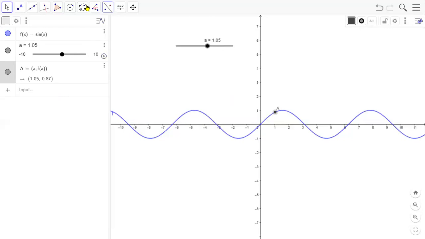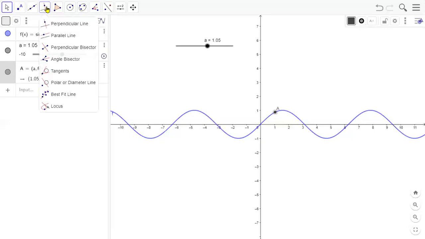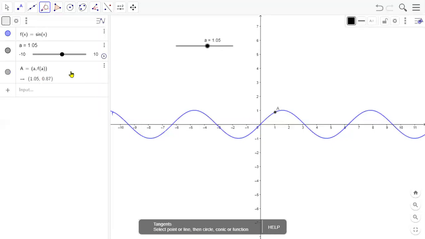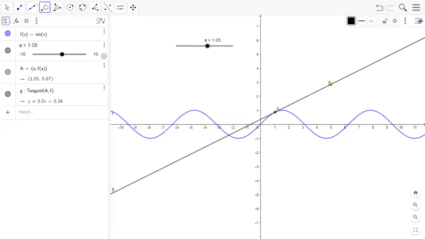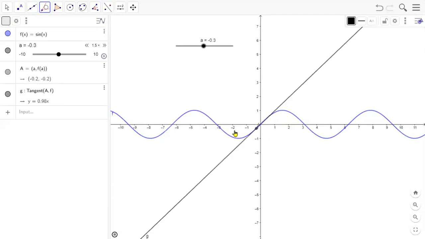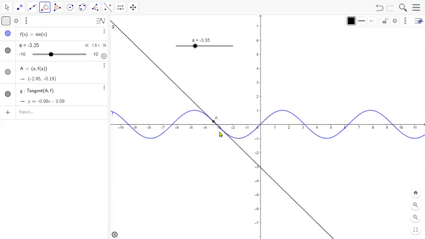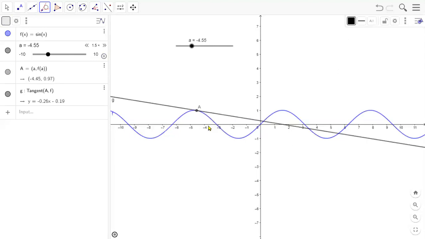Let me make the tangent, and then I will find out the slope of the tangent. Let me use the tangent tool. First the point at which the tangent is going to be made on the curve, and this black line represents the tangent line at this point A. Let me animate this once again. This point is a movable point, so due to the movement of this point, the tangent also moves here.